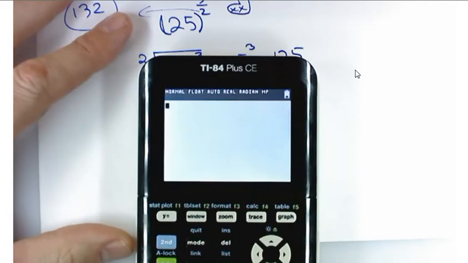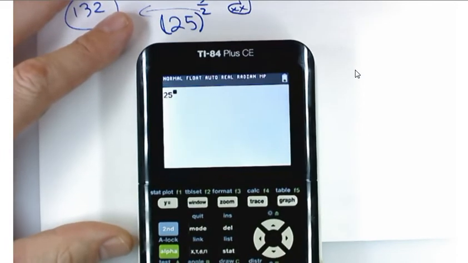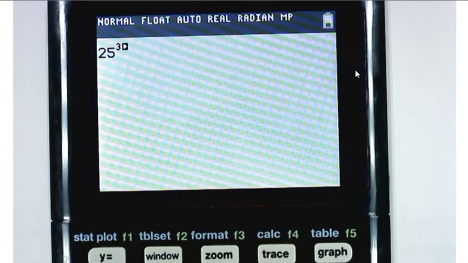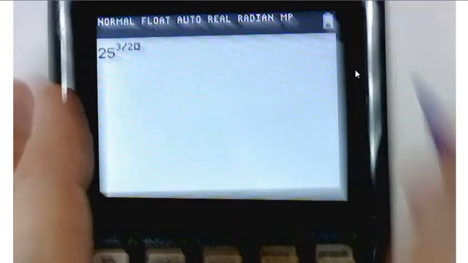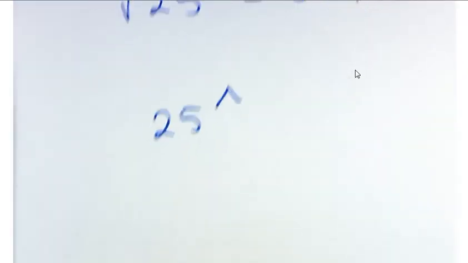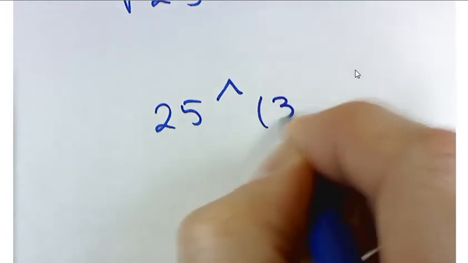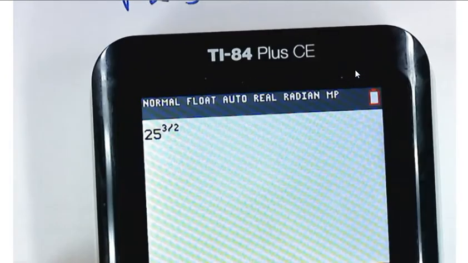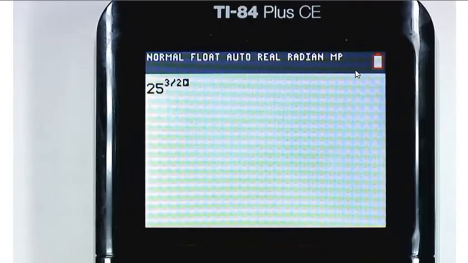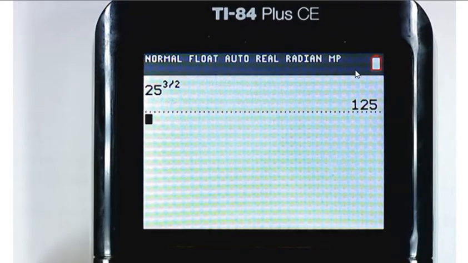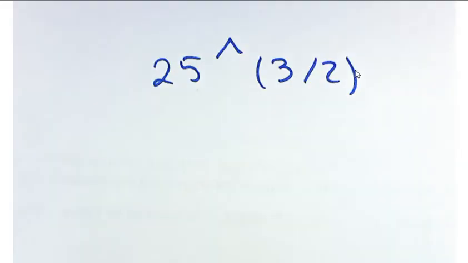So take 25 raised to the 3 divided by 2 power. Now, when you hit the caret key, if it does this, you're going to have to type in a left parenthesis, 3 divided by 2, and then a right parenthesis. Some of us, it just puts it nice and neatly in the exponent. And in this case, it should give you exactly 125. So are you able to get 125 out of your calculators? Okay, cool.